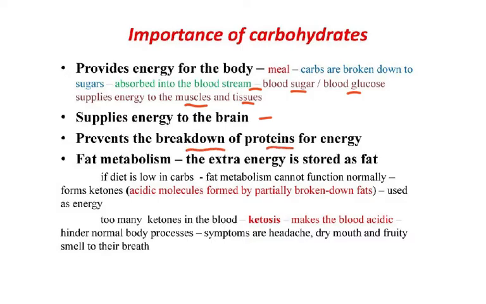Prevents the breakdown of proteins for energy so that the proteins, the muscle protein and the other proteins of the body, are not used up. Fat metabolism: the extra energy is stored as fat. If diet is less in carbohydrates, fat metabolism cannot function normally. Forms ketones and used as energy. Too many ketones in the blood causes ketosis, makes the blood acidic, hinders normal body processes. Symptoms are headache, dry mouth, and fruity smell to their breath. That's a different thing, but it's just a little information I wanted to give you all.